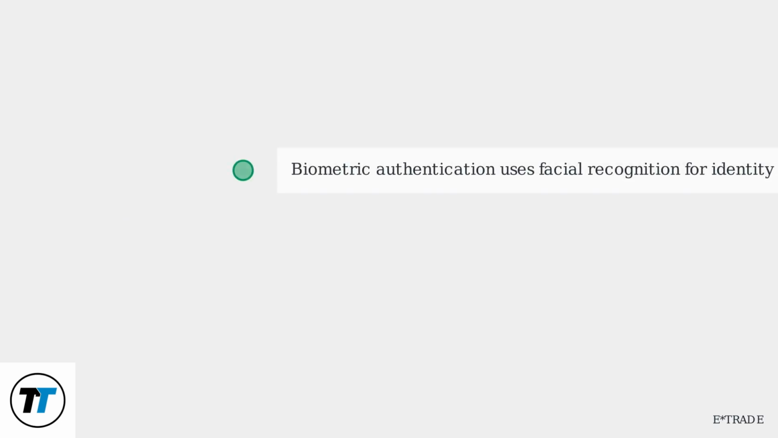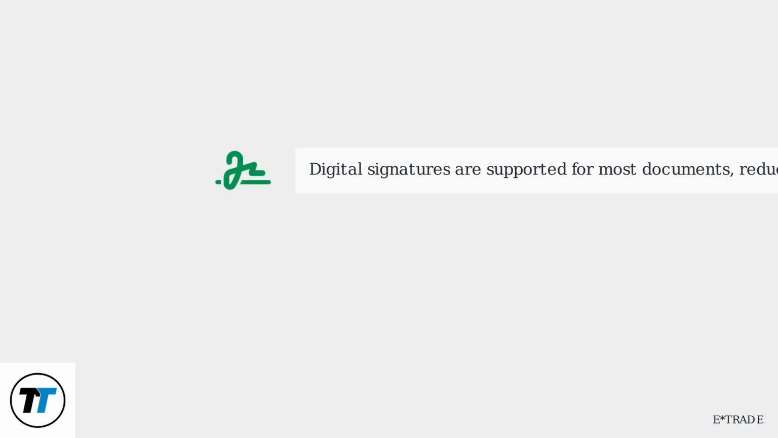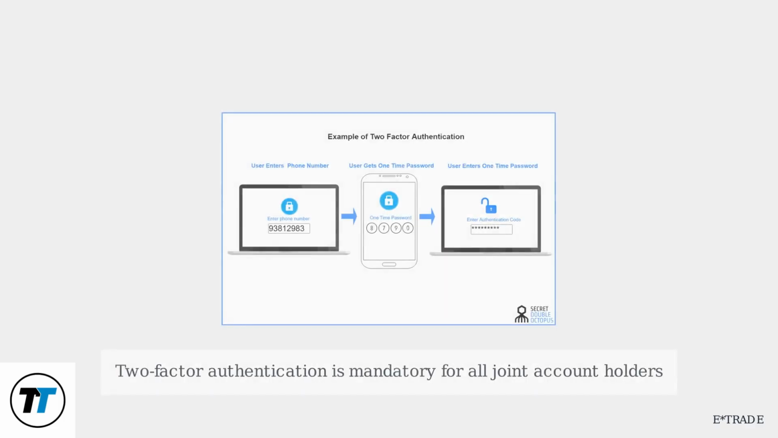E-Trade has integrated biometric authentication, including facial recognition, for enhanced identity verification when adding joint account holders. Digital signatures via e-signatures are now supported for most joint account documents, eliminating the need for physical paperwork in most cases. Two-factor authentication is now mandatory for all joint account holders, requiring both parties to consent via secure verification methods like SMS codes or biometric confirmation.